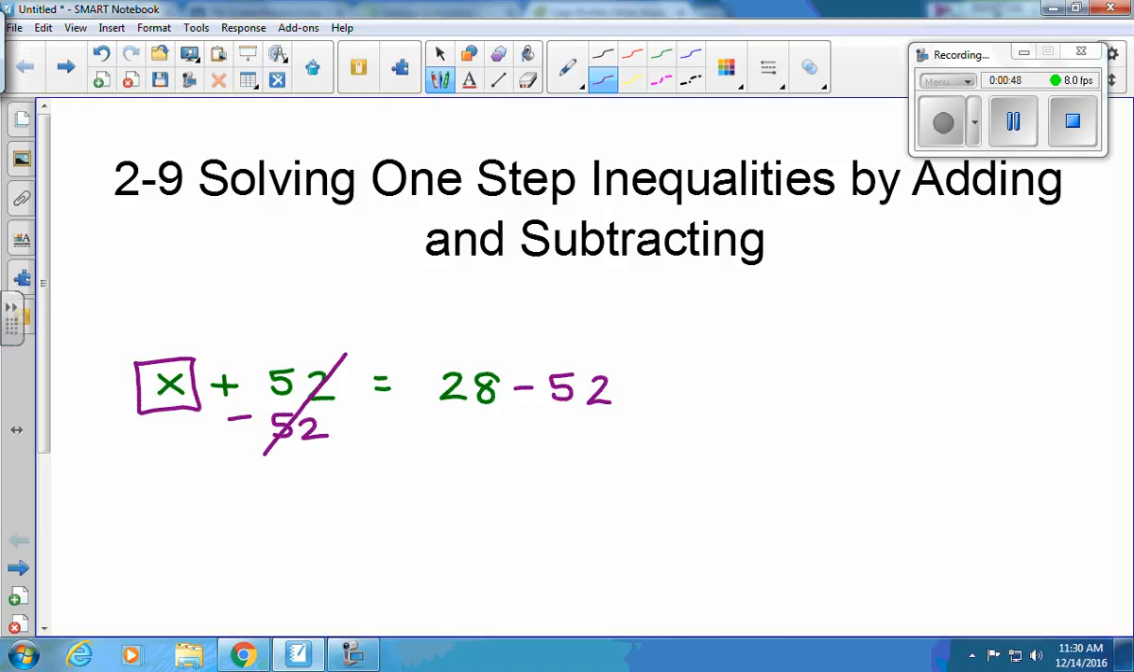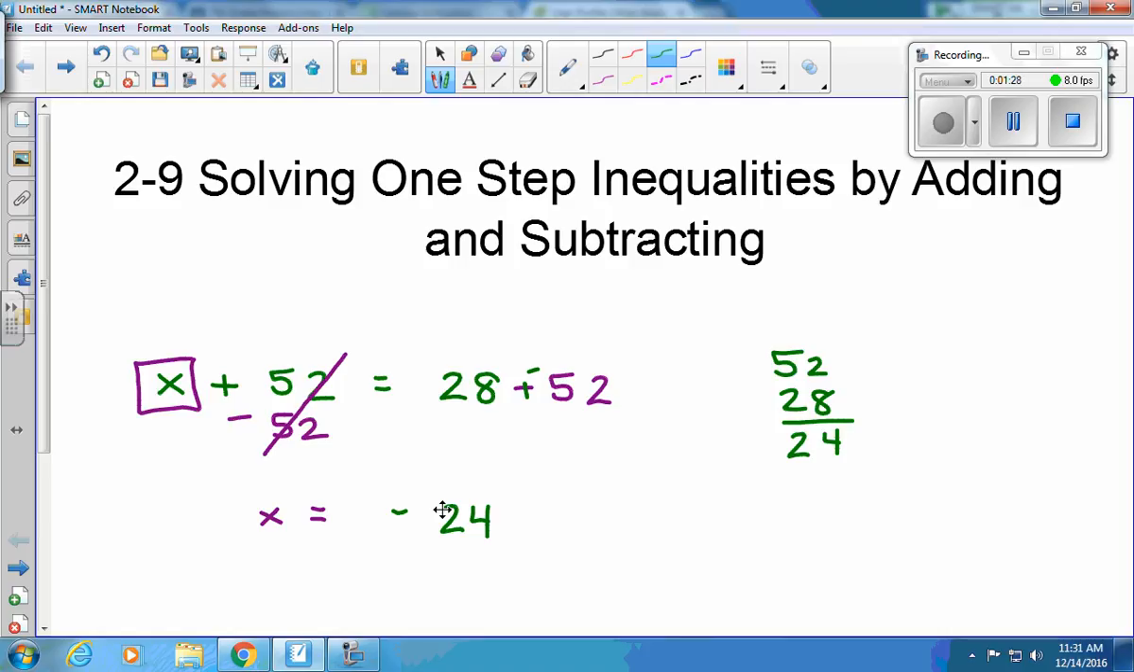Remember, when I do 28 minus 52, how do I figure out what 28 minus 52 is, Jonah? Okay, so what am I going to do first of all? Add the opposite, right? So same signs keep and add, different signs subtract. So what is 52 minus 28? 24. Is it going to be a positive or a negative, Mario? Negative. So we know that x is negative 24. Perfect.